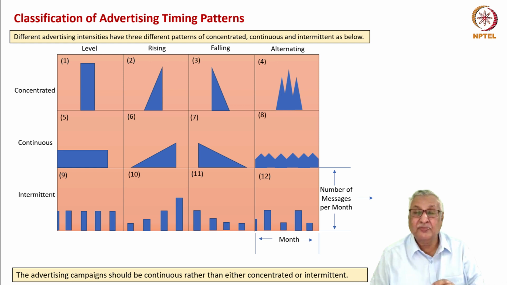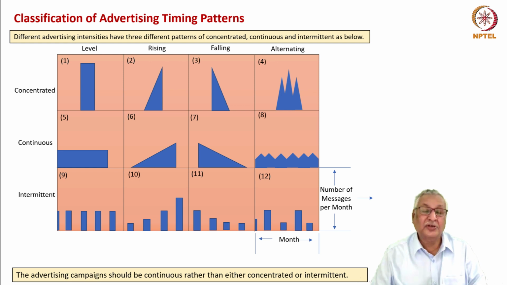Per unit time, be it week or month, what is the number of messages that you are transmitting through your chosen media channels? Ideally, the advertising campaigns must be continuous rather than either concentrated or intermittent. Unless surge advertising is absolutely necessary, it makes no sense to have surge advertising and then not follow it up with supportive advertisement. On the other hand, a continuous, steady, stable advertisement could be very much desirable for any product or a brand.